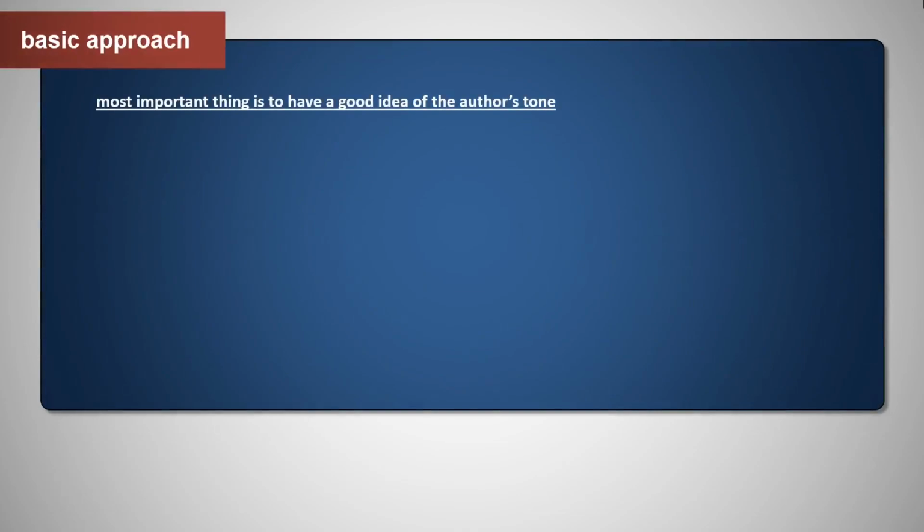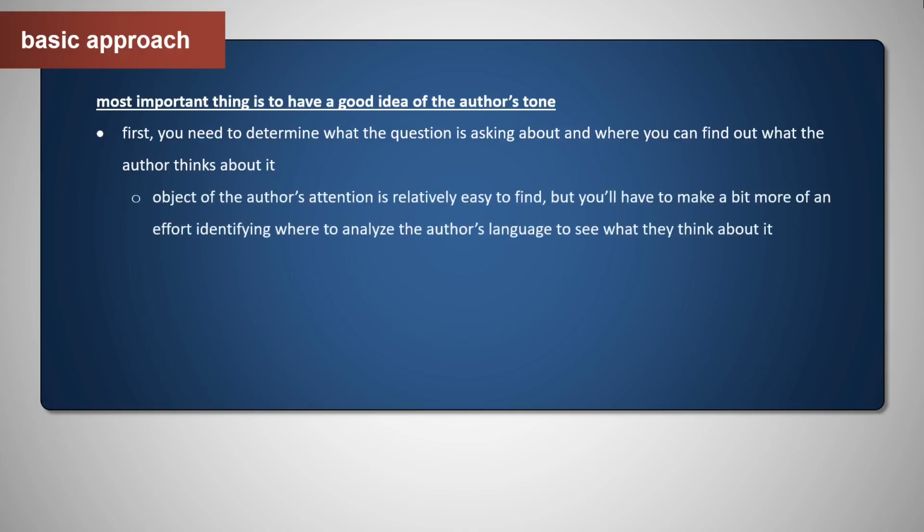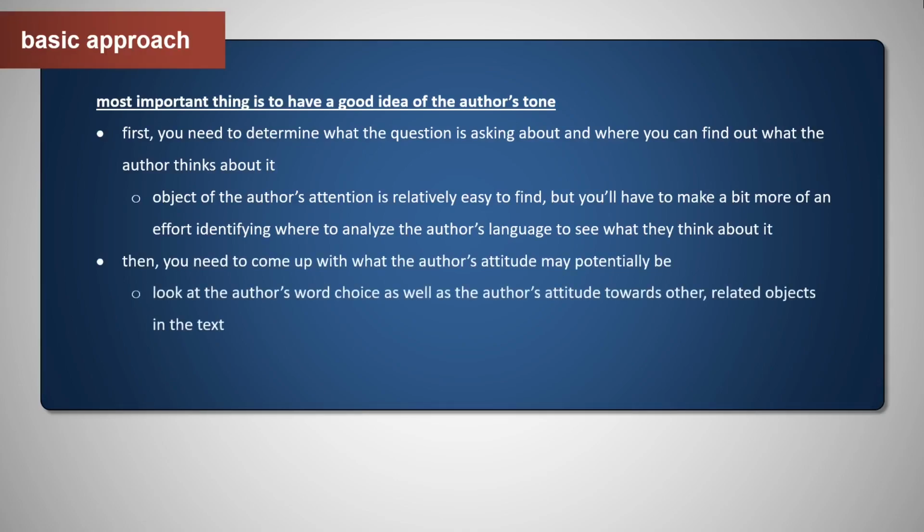Okay, in terms of the basic approach, the most important thing is to have a good idea of the author's tone. First, you need to determine what the question is asking about and where you can find out what the author thinks about it. Now, the object of the author's attention is relatively easy to find, but you'll have to make a bit more of an effort identifying where to analyze the author's language to see what they think about it. So figure out what their attitude towards it is. Once you determine that, you then need to come up with what the author's attitude may potentially be. So look at the author's word choice as well as the author's attitude towards other related objects in the text. So identify the location and analyze the word choice.